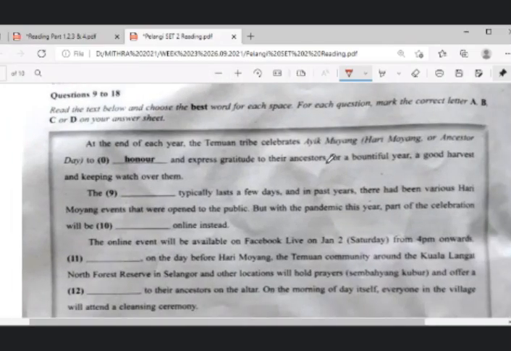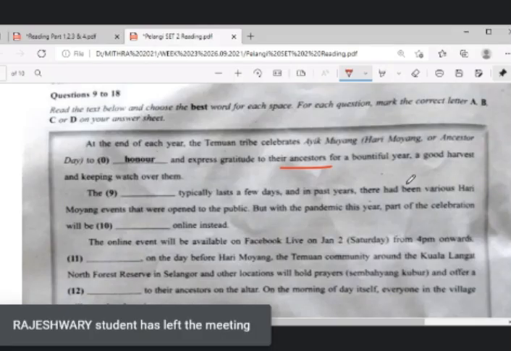Yes, okay. Hari Moyang or Ancestor Day. இது வந்து சரவாக்கு சபால ரொம்ப ஃபேமஸா இருக்கும் இந்த மாதிரி. Okay, to honor and express gratitude to their ancestors. Ancestors na nenek moyang. Okay, for a bountiful year, good harvest and keeping watch over them. Okay, now so basically நீங்க in the first paragraph படிச்சீங்கனா you should know that it is in the present tense. It is in the present tense.